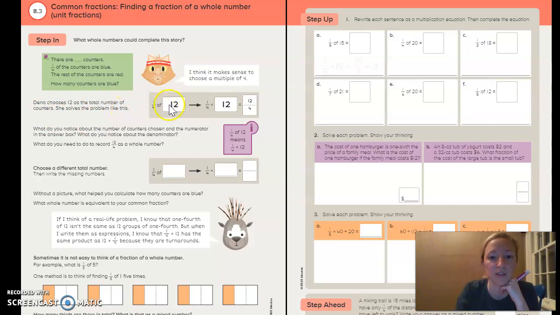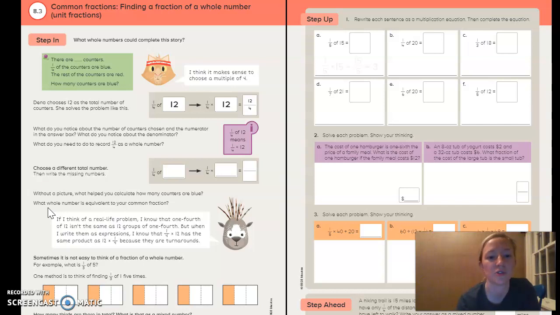Okay, 1/4 of 12 is the same thing as saying 1/4 times 12. So she knew that 1 times 12 was 12, and then 4, now imagine there's a 1 underneath that 12, 4 times 1 is 4. So what do you notice about the number of counters chosen in the numerator in the answer box? What do you notice about the denominator? So when I look at these, I'm noticing that the 4 and the 12 have something in common, so that I could change that into a whole number.